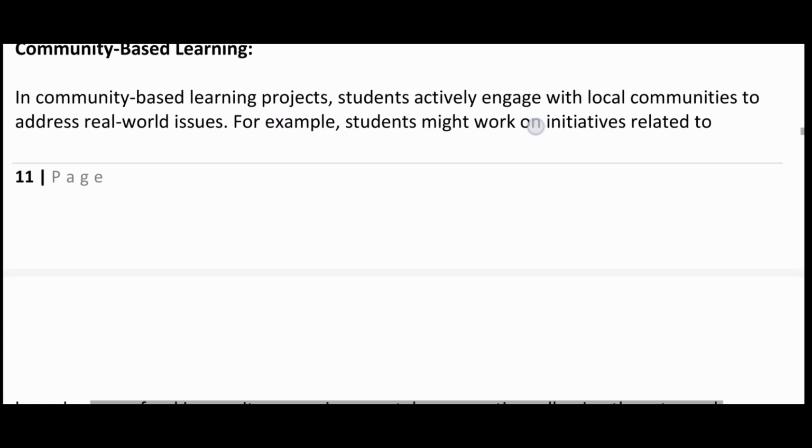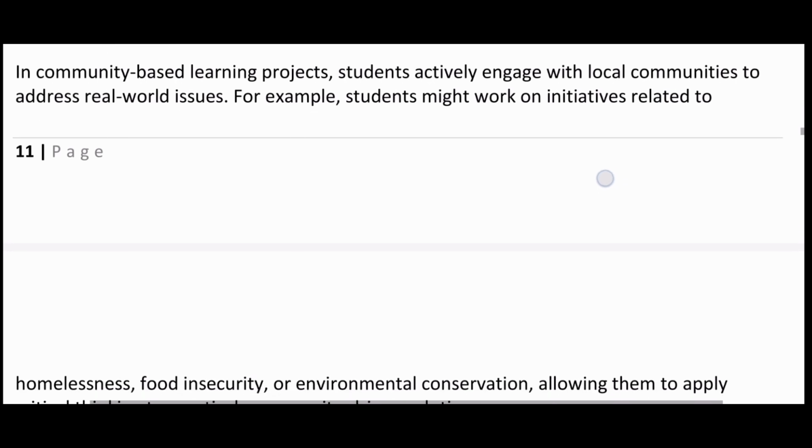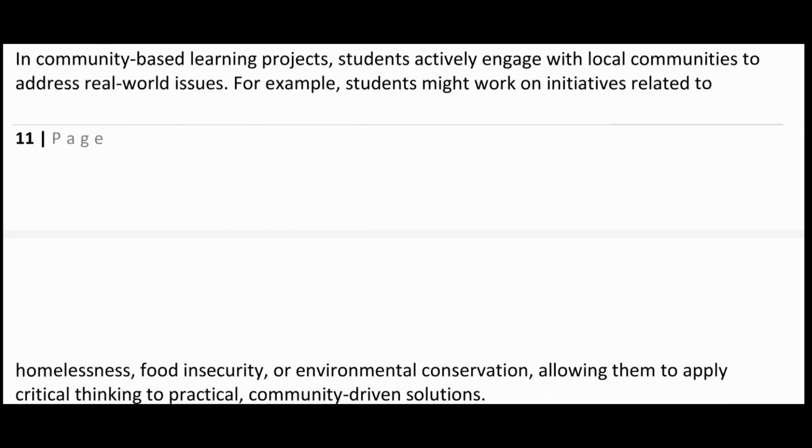Community based learning. In community based learning projects, students actively engage with local communities to address real world issues. For example, students might work on initiatives to relieve homelessness, food insecurity, or environmental conservation, allowing them to apply critical thinking to practical community driven solutions. Now, you see, in community based learning, the students are taking part actively with local communities, and they are trying to solve real world situations or problems.